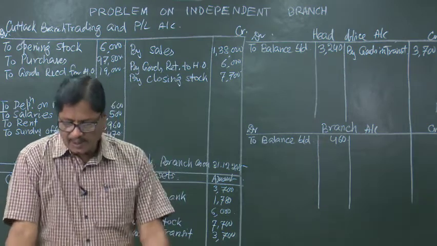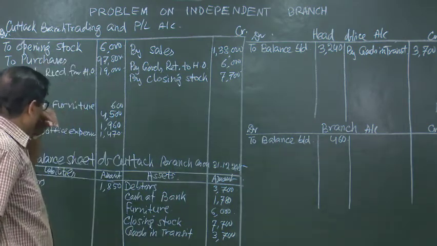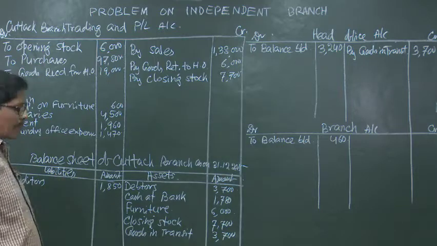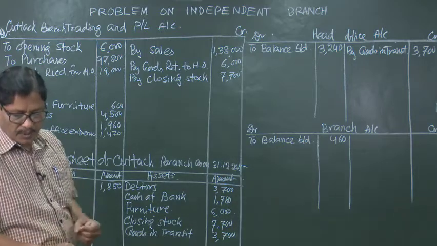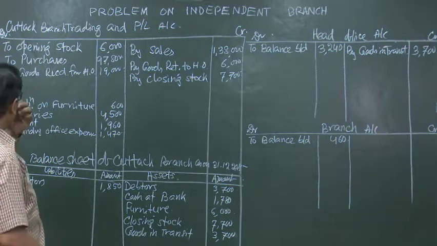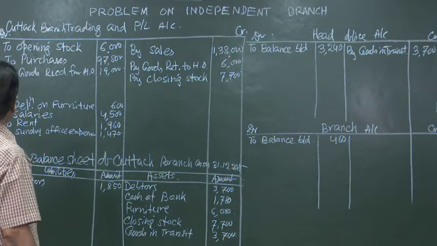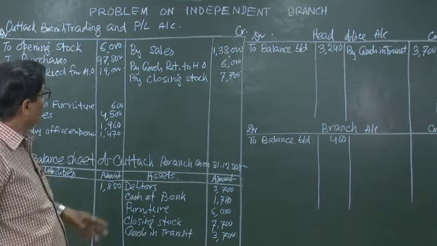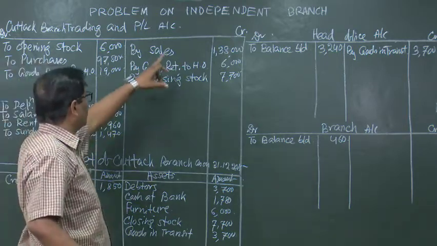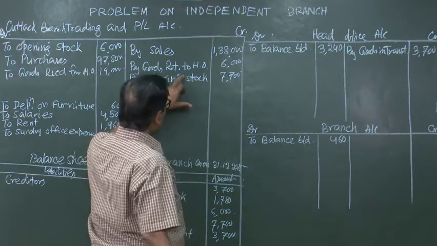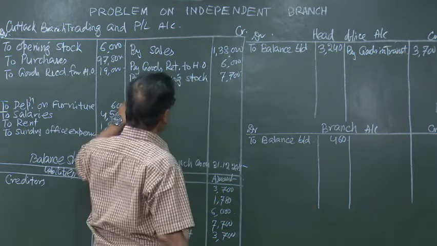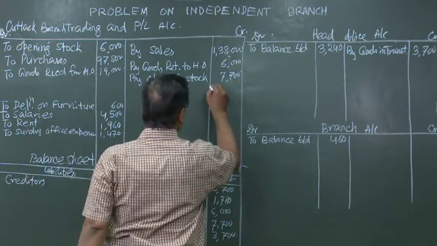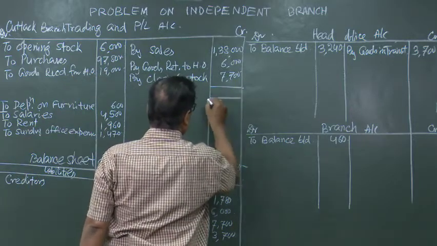Now, let us come to know what are the other elements to be recorded in the trading account, profit and loss account and balance sheet. First of all, we have taken opening stock, purchases, and goods received from head office. These three items we have taken, and in the credit side we have taken 1,38,000 sales, goods returned to head office 6,000 and closing stock 7,700. Then we will close this and find out the gross profit.